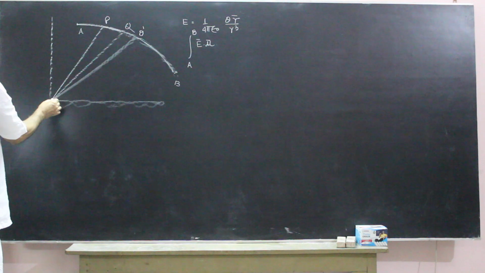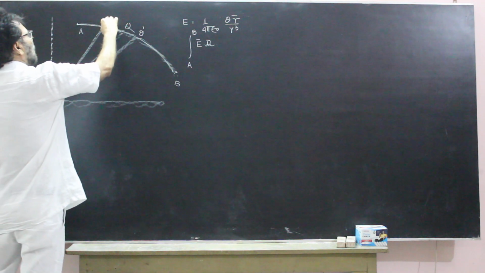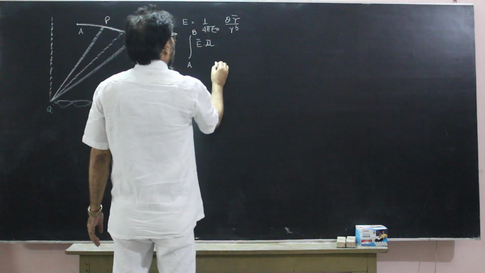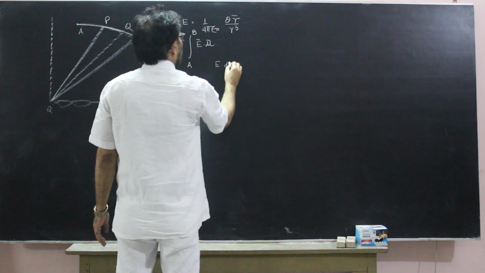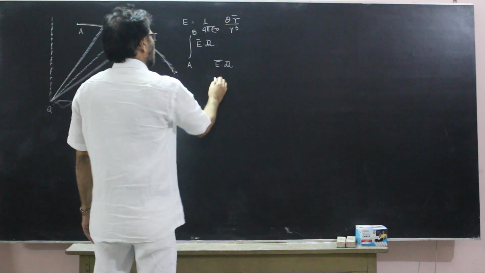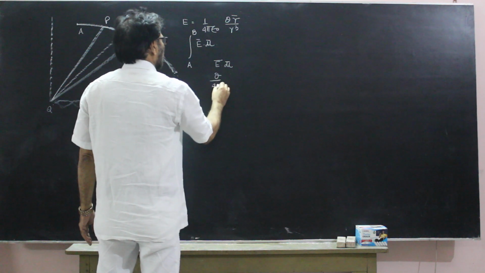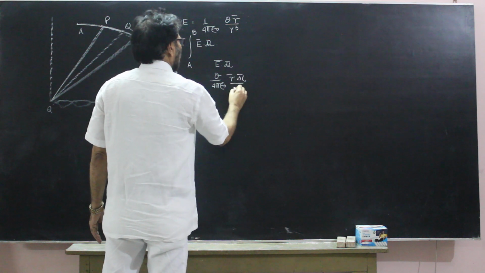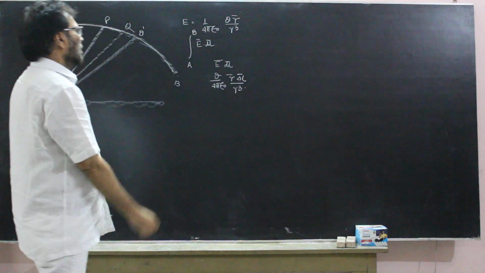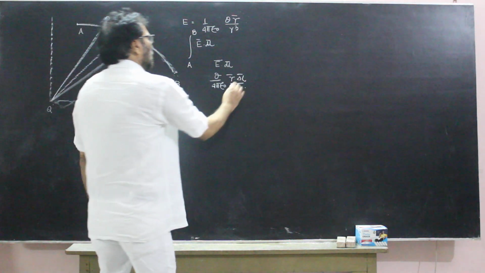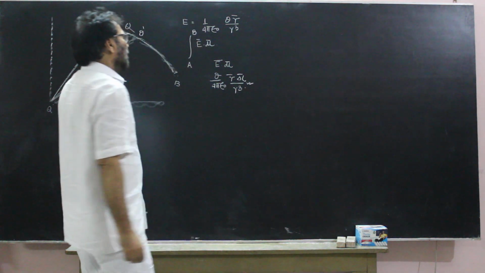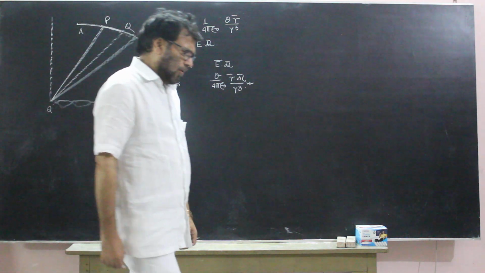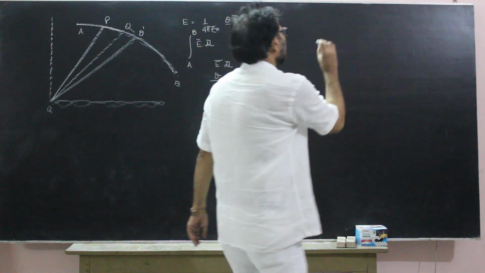So now we are calculating E dot dl from P to Q. So E dot dl is Q by 4 pi epsilon naught, R dot dl by R cube. So now we want to calculate the value of R dot dl, where dl is very small. For this we take a mathematical concept like that.